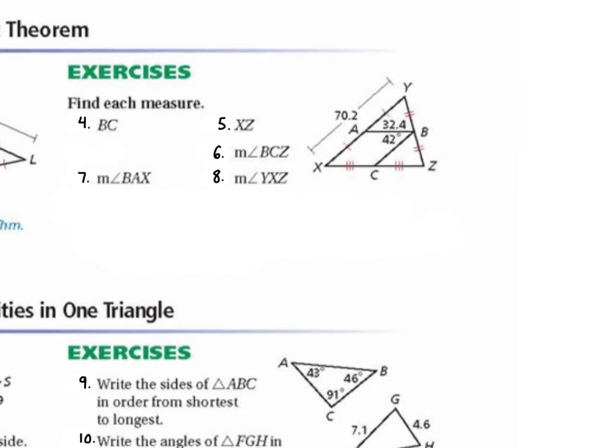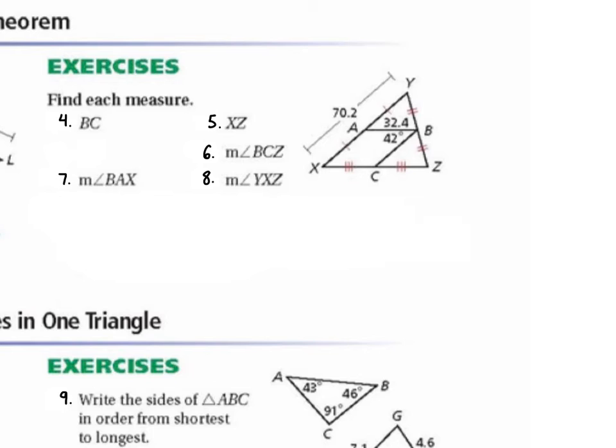Okay, let's look at number 4. How do we find the measure of BC? It's half of 70.2. So what's half of 70.2? 35.1.